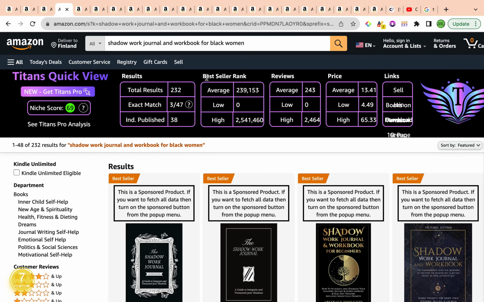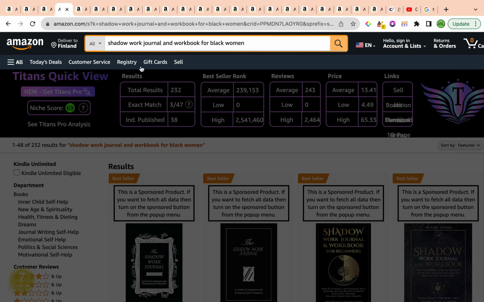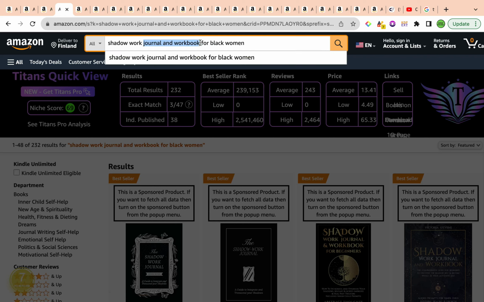Average bestseller rank is also ideal because it is under 300,000, and it's sitting at an average of 239,153. The average reviews are 243, and the average price is $13.41. We have a beautiful long tail keyword right over here. We have the type of book, which is a journal and a workbook. So it's a combination of a journal and a workbook. Workbook is more to do with activities, different activities that we can incorporate. A journal, maybe incorporate some journal prompts as well to do with shadow work.